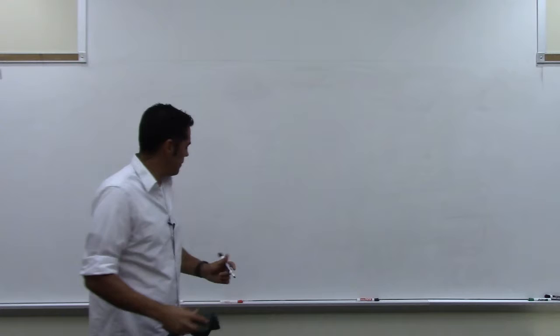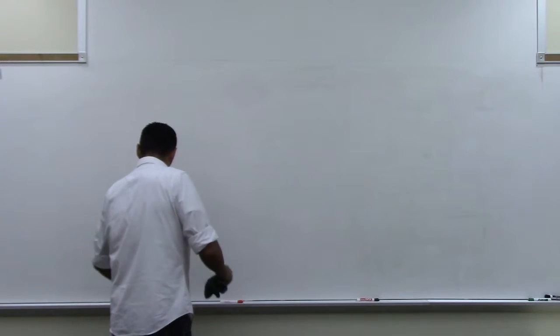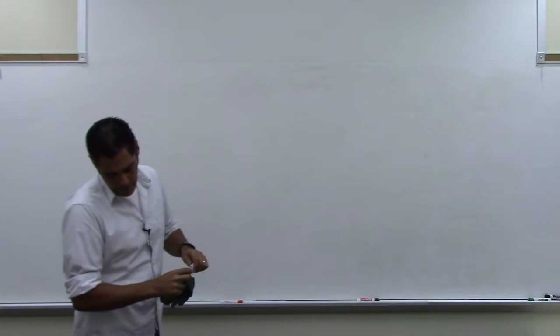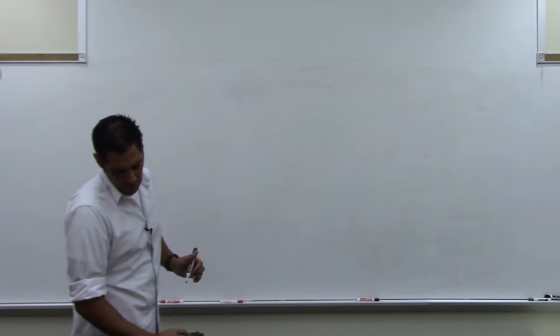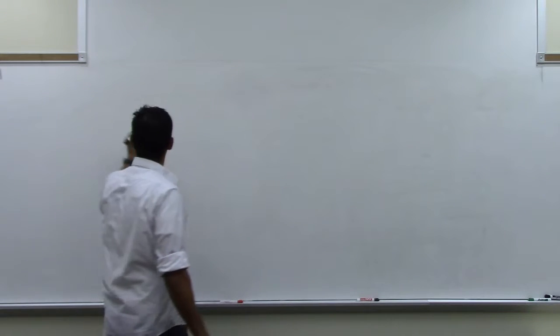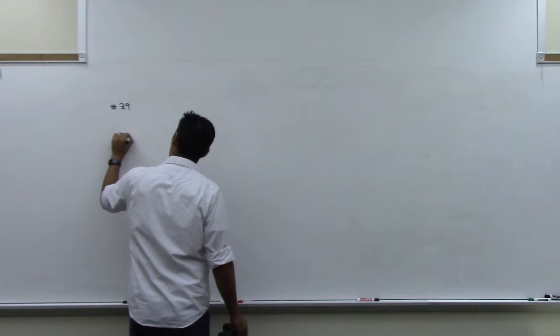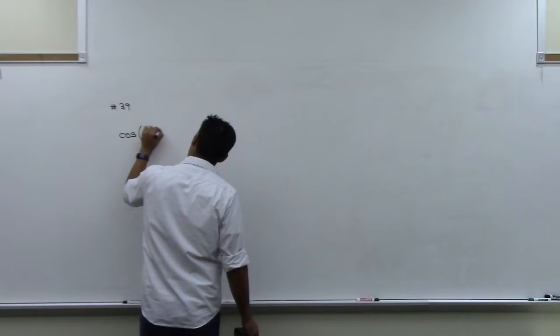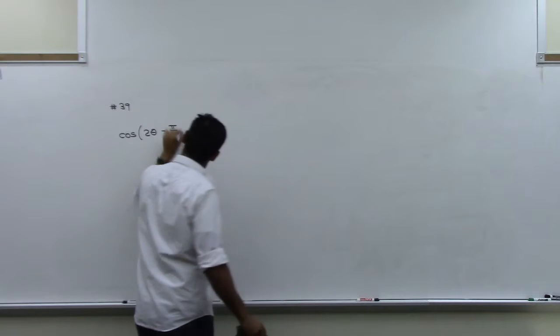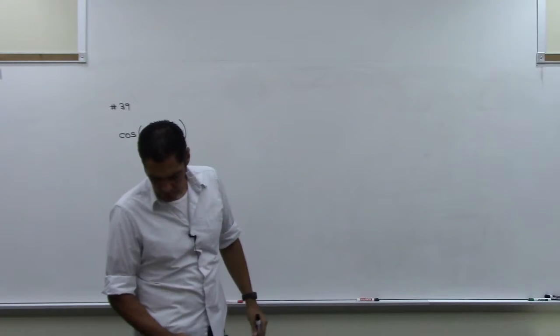33. Switch markers here. Cosine of 2 theta minus pi over 2 equals negative 1.